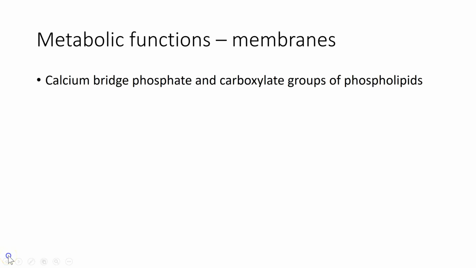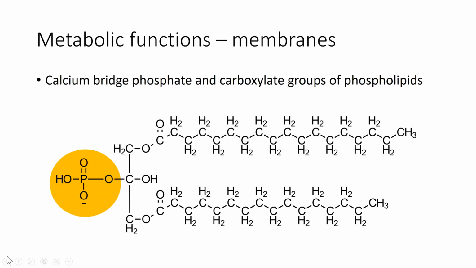Calcium bridges phosphate and carboxylate groups of phospholipids. When you look at a phospholipid, you see the phosphorus group. You also see the carboxylate group that is on the fatty acids, which is where you're getting your binding onto your glycerol. These negative charges can be bound together by calcium. It can add rigidity to phospholipids. So calcium has an apparent function in membrane rigidity.